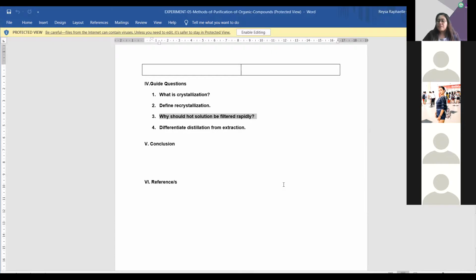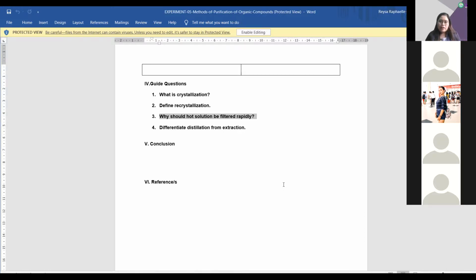Why should hot solution be filtered rapidly? Because as the temperature goes down, babalik siya sa room temperature niya, mag-crystallize na yung substance natin. At pag hindi natin siya finilter agad, masasama yung crystals doon sa filter paper together with the impurity. So dapat after heating, filter agad so that impurities lang yung maiiwan sa filter paper, and then mainit pa yung solution mo, hindi siya mag-crystallize agad. After na siya sa filtration, mag-crystallize. So nahiwalay natin yung impurities and the crystals.